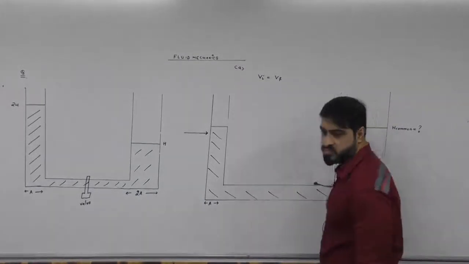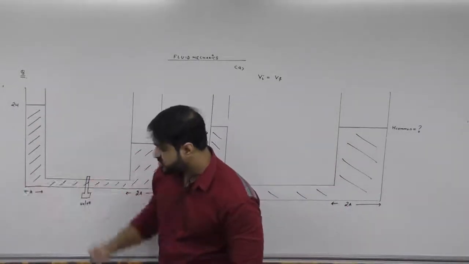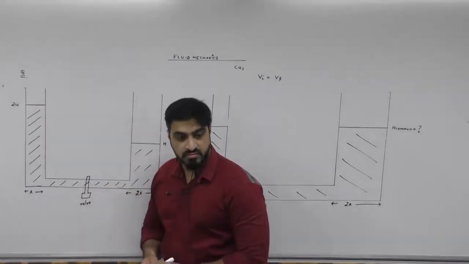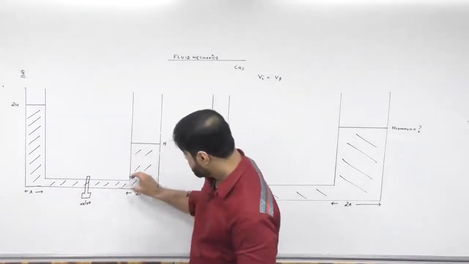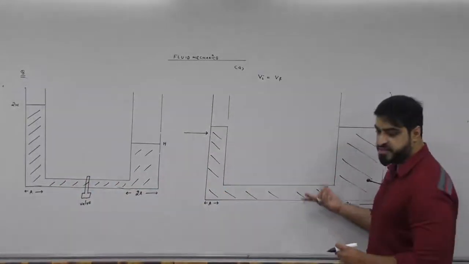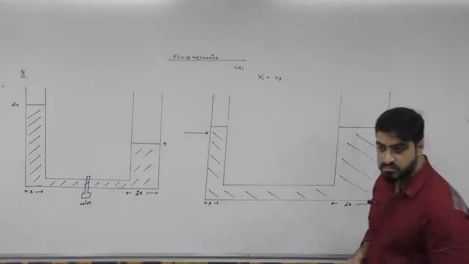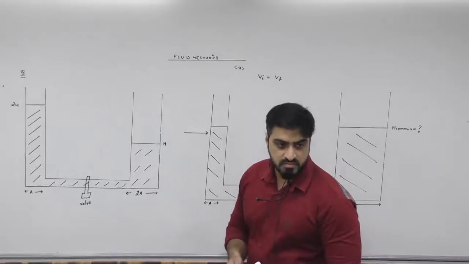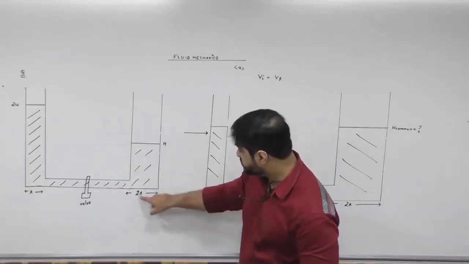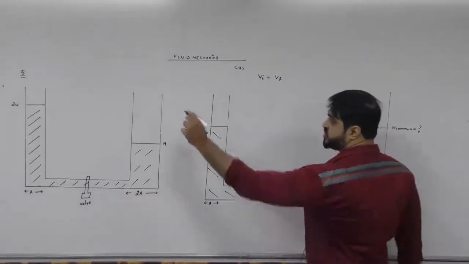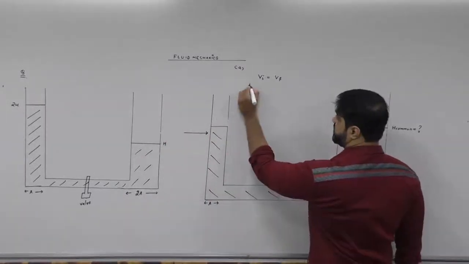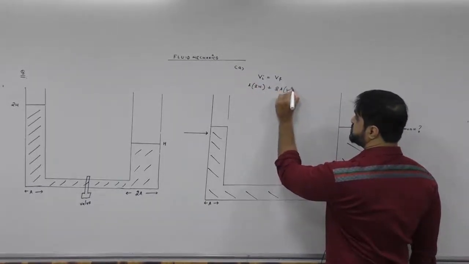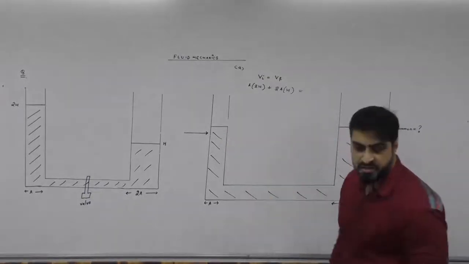What is the initial volume in this container? This part, how much is the water volume? A into 2H. This part I am not considering because the redistribution doesn't take place over here. Okay, if you want to take this as V, you can take this as V, but both of the sides will cancel. Over here, the volume is 2A into H. So initial volume of that side will become A into 2H plus 2A into H is the initial volume of this container.